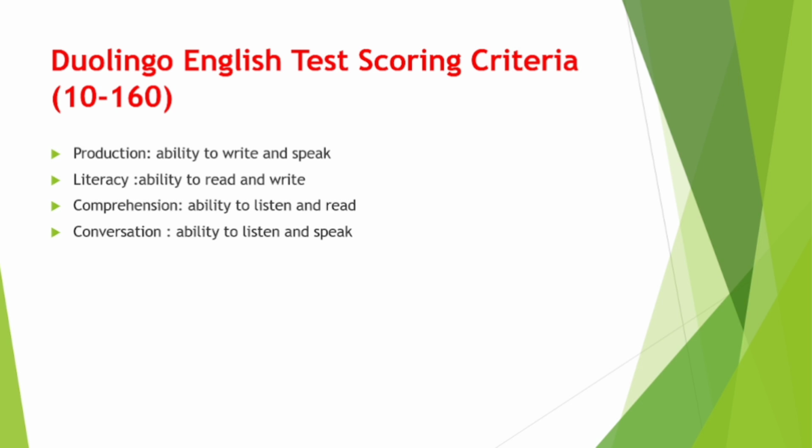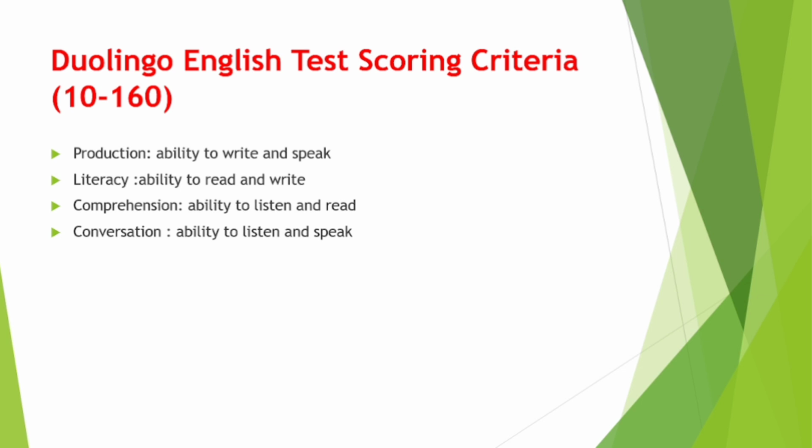In production, there is the ability to write and speak. In literacy, there is the ability to read and write, and in comprehension, the ability to listen and read. In conversation, the ability to listen and then speak. Duolingo checks our ability in four areas: production, literacy, comprehension, and conversation.